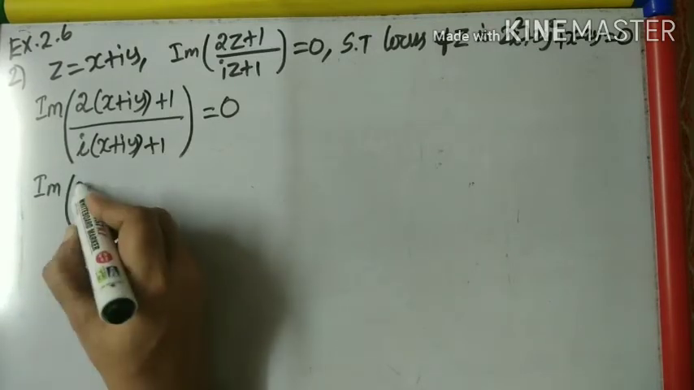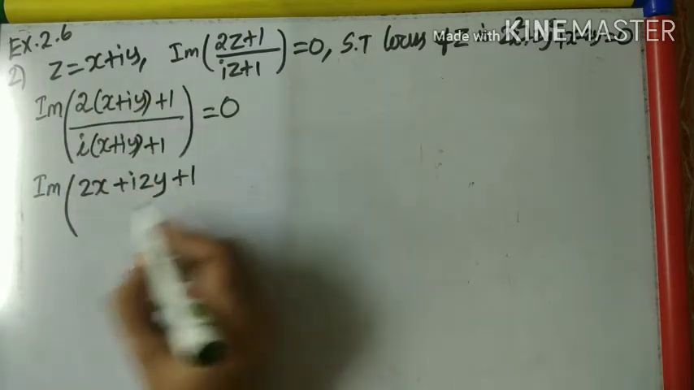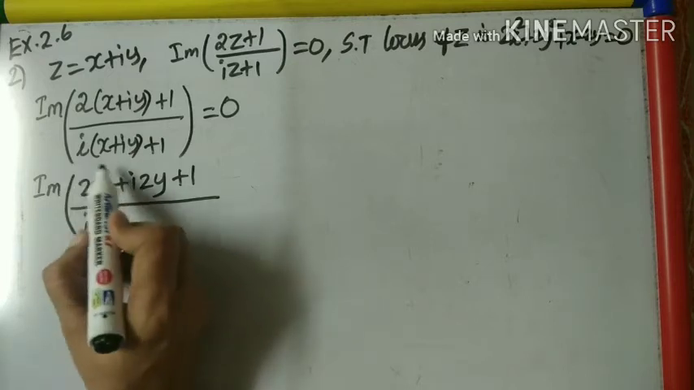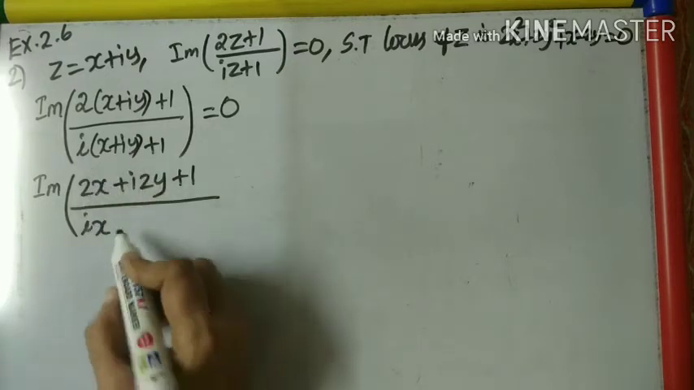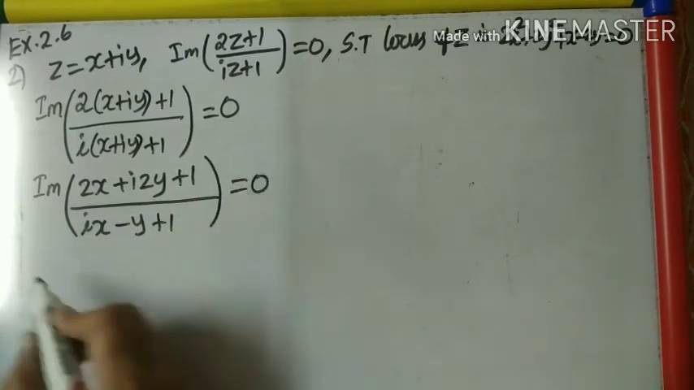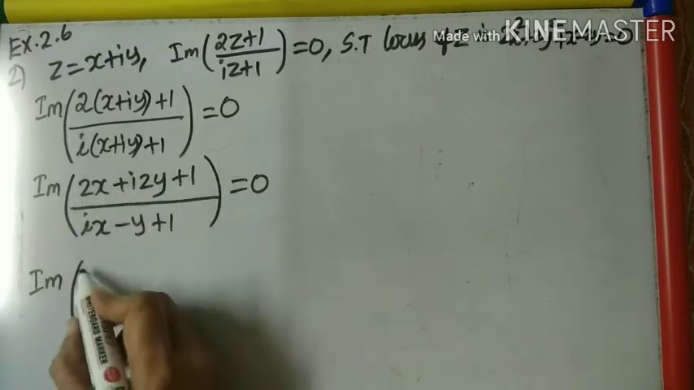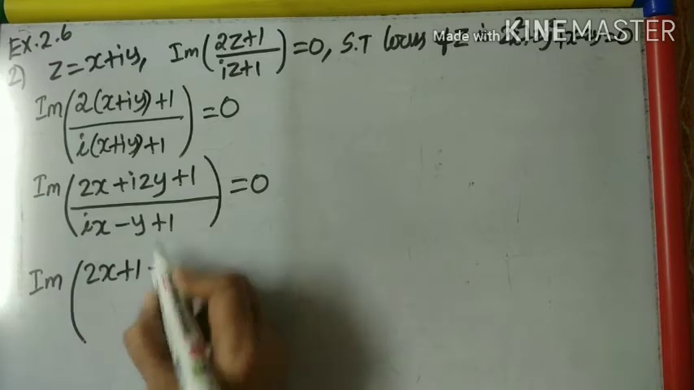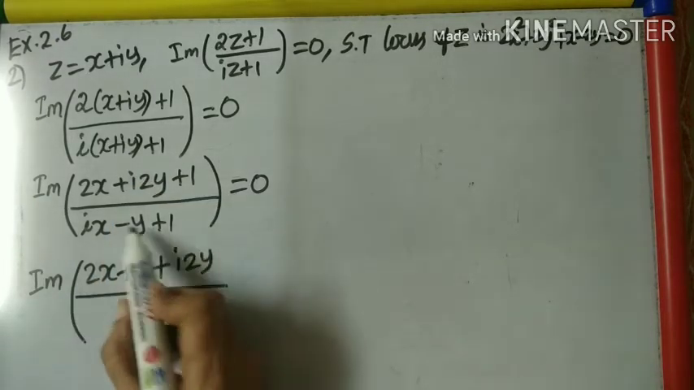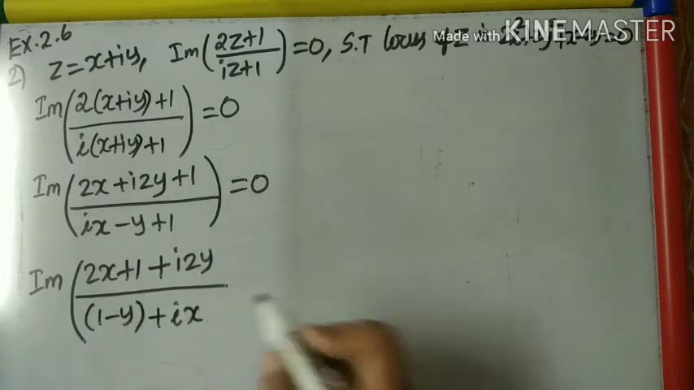So it becomes 2x plus i into 2y plus 1. Denominator: ix, i into i square. i square becomes minus 1, into y plus 1 equals 0. Now what is my next part? Combine real together: 2x plus 1. Imaginary separately. Denominator 1 minus y. First I write the real plus i into x.